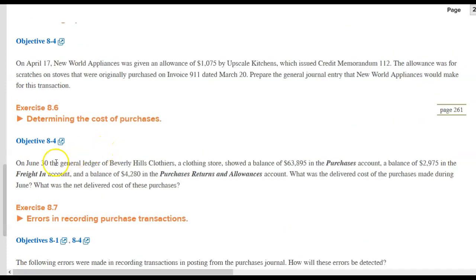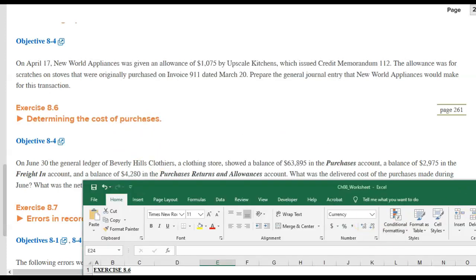Okay, 8/6. On June 30th, the general ledger of Beverly Hills Clothiers, a clothing store, showed a balance of $63,895 in the purchases account, a balance of $2,975 in the freight account, and a balance of $4,280 in the purchase return and allowance account. What is the delivered cost of the purchases made during June? What's the net delivered cost of these purchases? So basically, they want to know how much purchases you made after all the freight and all that is taken out of the equation.